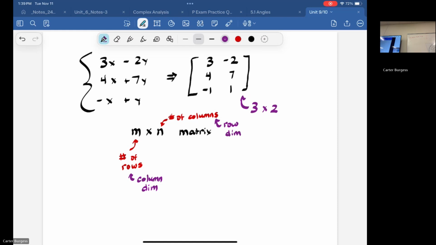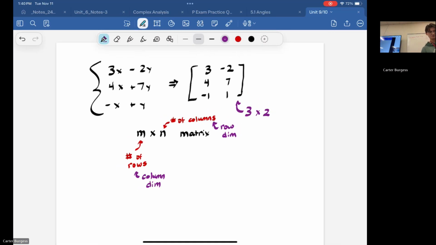And I'm making this distinction for a later operation that we will see, where what we want to say is that the size of rows must match the size of columns. And what that means is that the number of columns must match the number of rows, things like that. Let's go ahead and call this matrix A.